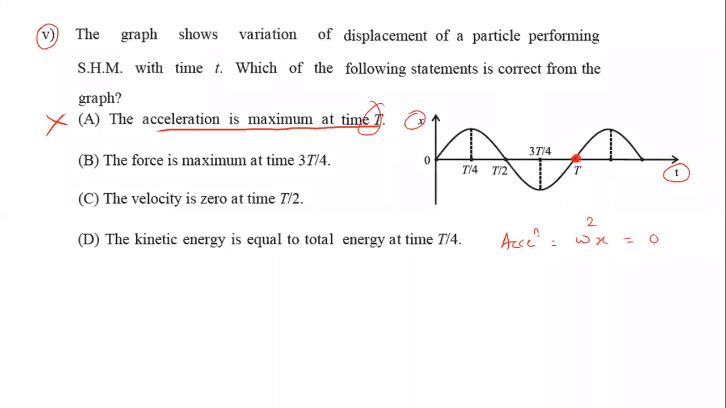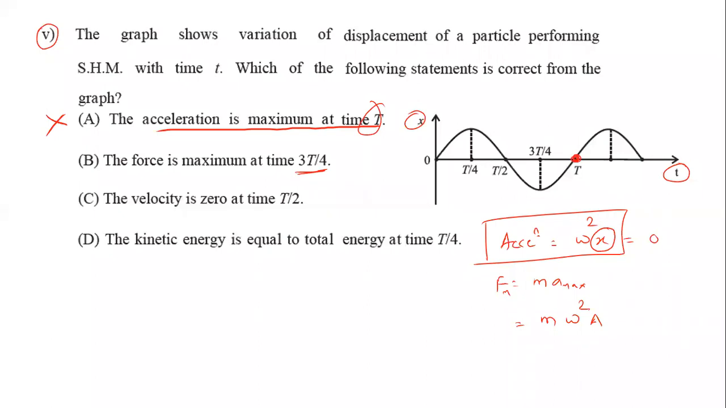Next one, force is maximum at 3T by 4. The force is equal to ma. This is the formula for force. And if acceleration is maximum at 3T by 4, then force is maximum. So maximum force means maximum acceleration, and maximum acceleration formula is omega square a. You know that this is acceleration. When x has the value a, that time acceleration is maximum.